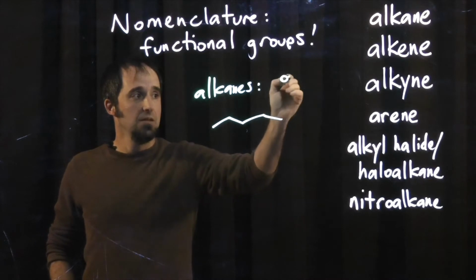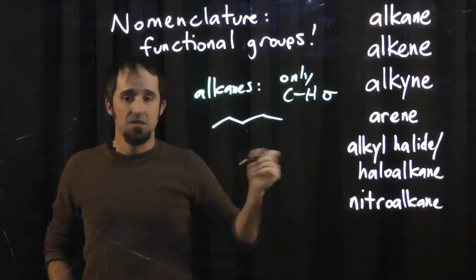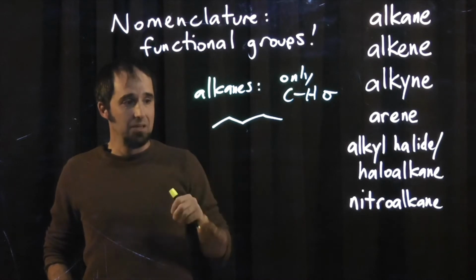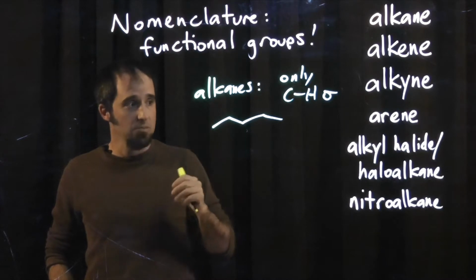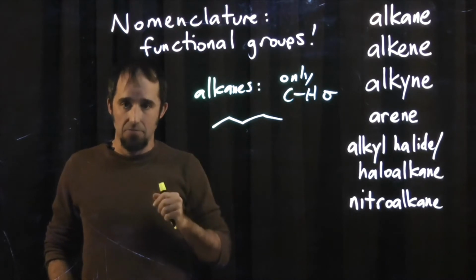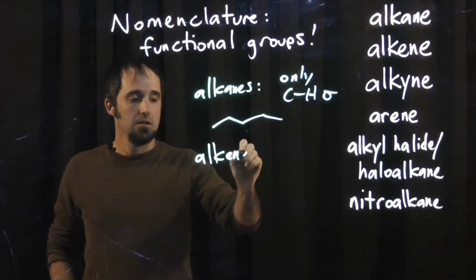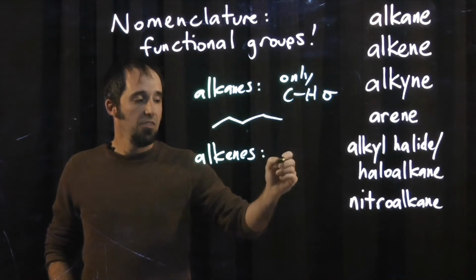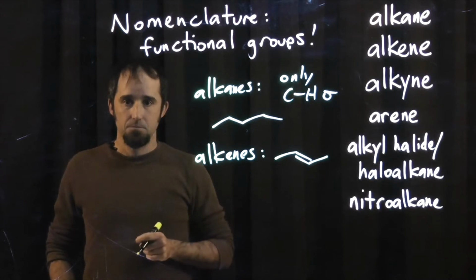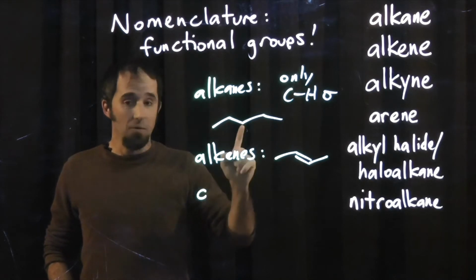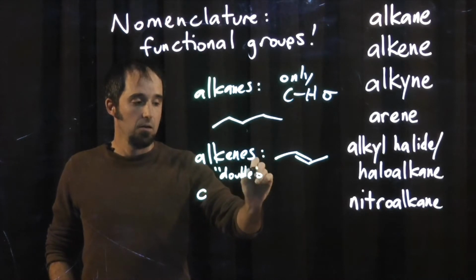So only CH sigma bonds, right? So something like pentane, there's no double bonds, there's no pi bonds, there's no other atoms, only CH, alkane. All right? Alkenes are things with a pi bond. One pi bond, so what we might call a double bond.